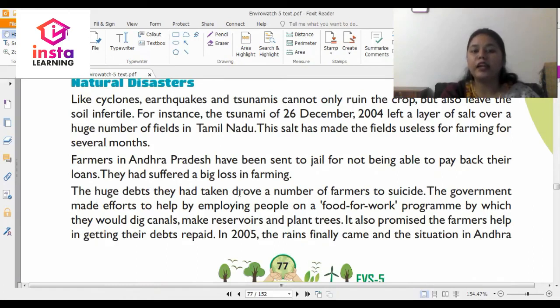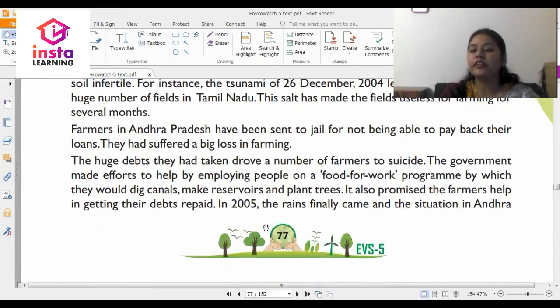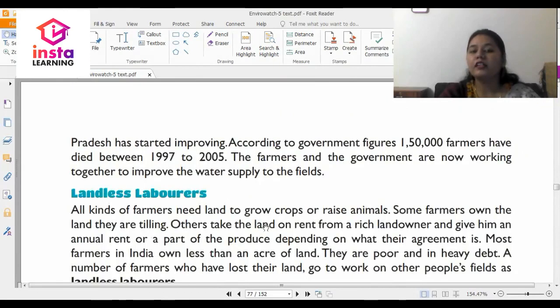The huge debts they had taken drove a number of farmers to suicide. The government made efforts to help by employing people on a food for work program by which they would dig canals, make reservoirs, and plant trees. It also promised to help the farmers in getting their debts repaid. In 2005, the rains finally came and the situation in Andhra Pradesh started improving.